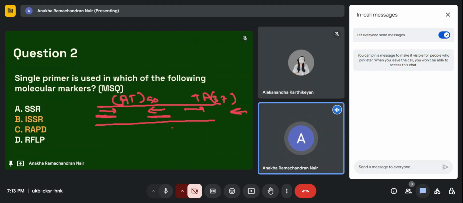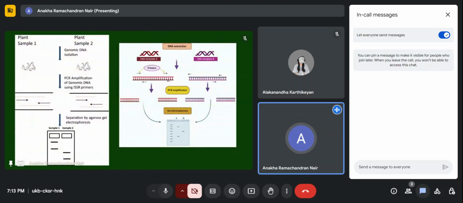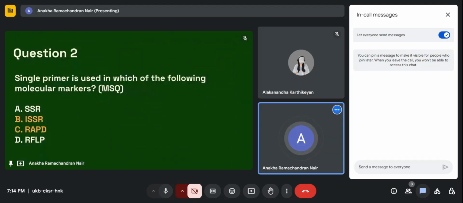RAPD also uses a single primer. It is using the single primer and hoping that whatever is there in the forward direction will be there in the opposite way in the reverse direction. Whatever you get in between is what is being amplified. I hope you understood this. Do you have a doubt in this?